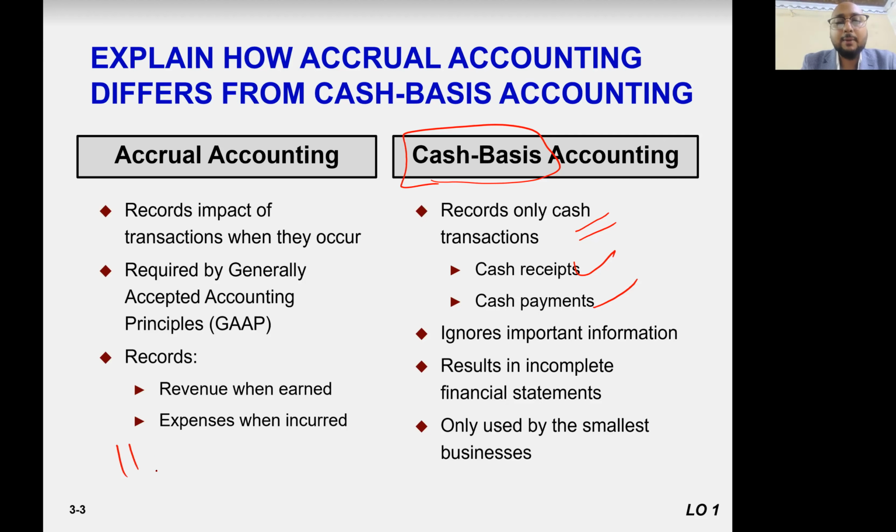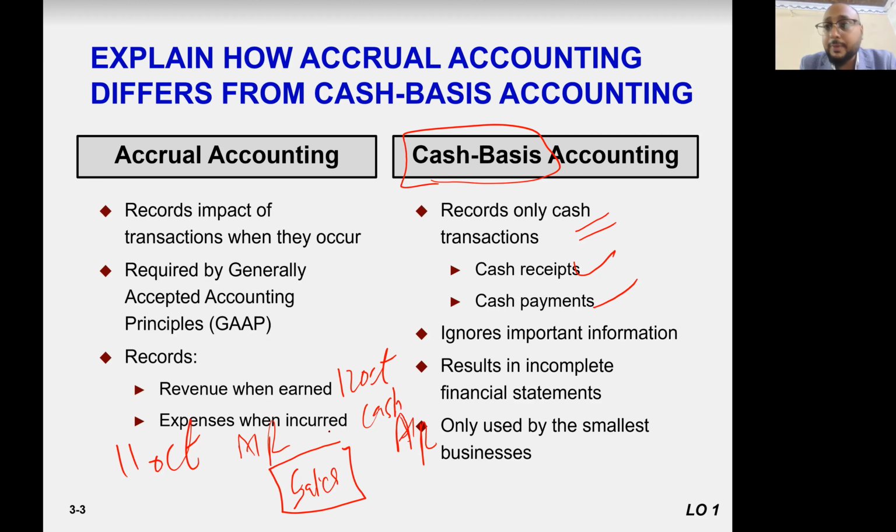For example, on 11th of October, you sold goods to the customer on credit. In accrual, the entry would be accounts receivable to sales. And on 12th of October, you record cash to accounts receivable. It means you recorded sales on the day it happened, 11th of October. But in cash basis, you record when cash is received. So you record here cash to sales. Though the sale occurred on the 11th, you will be recording on the 12th when cash is received.